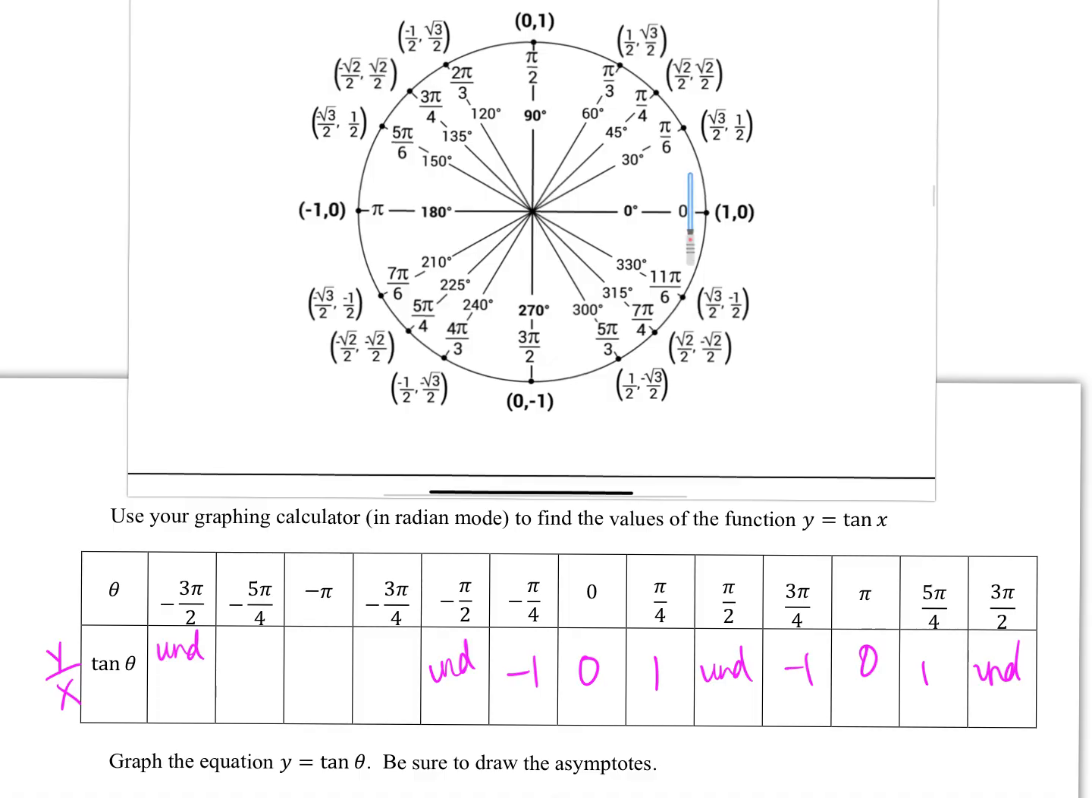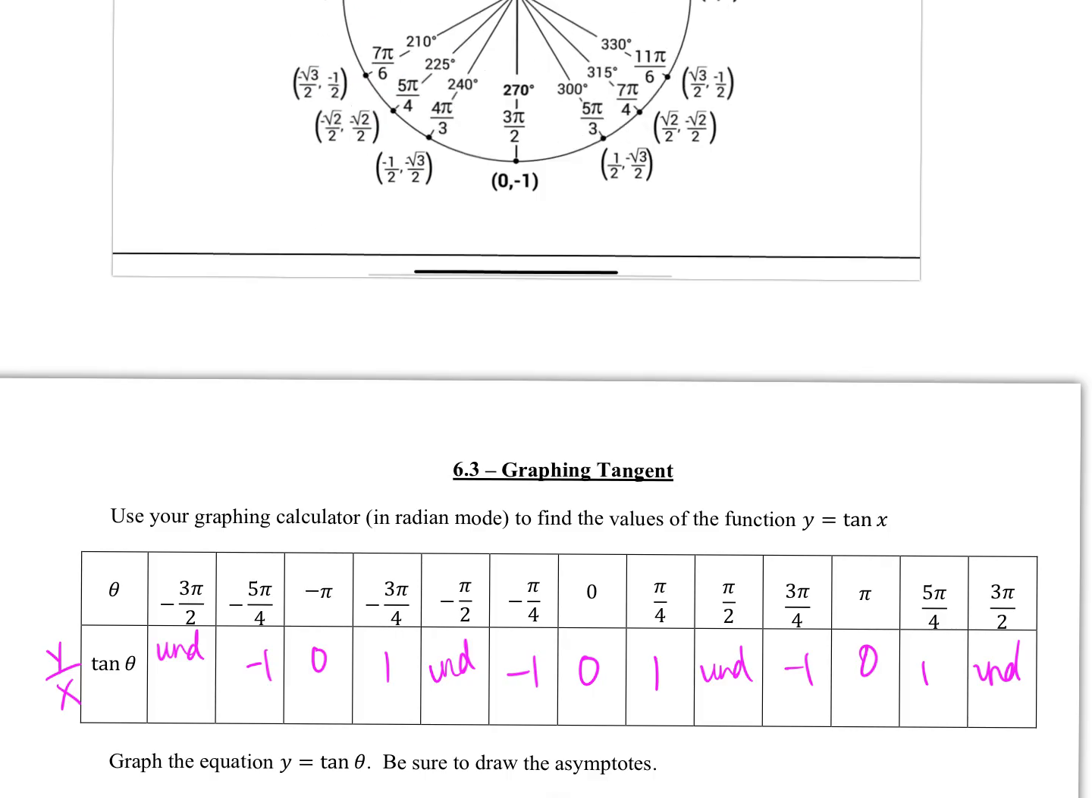Negative 3/4. 1/4, 2/4, 3/4. So therefore negative would be 1/4, 2/4, 3/4. Tangent? 1. Are we going to have to do this on our own? No. Negative pi. Tangent? 0. Negative 5 pi over 4. Last one. 1/4, 2/4, 3/4, 4/4, 5/4. Tangent there. You got it.